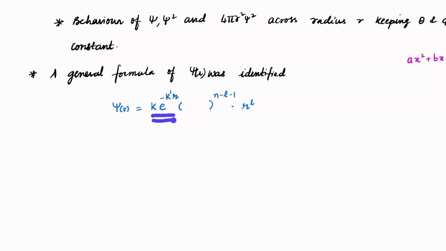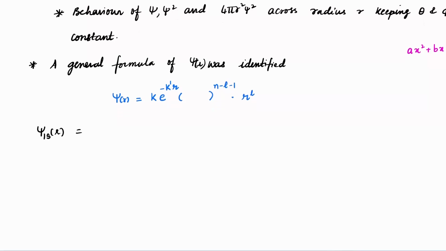An exponentially decreasing function, a polynomial function, and r raised to the power of l. Correct? Now, depending upon the n value, you will have the respective formula. For example, let me write down the formula here. Psi of 1s. That is, for 1s, how is the formula changing? So what would I write? K e raised to the power of some k dash into r, right?